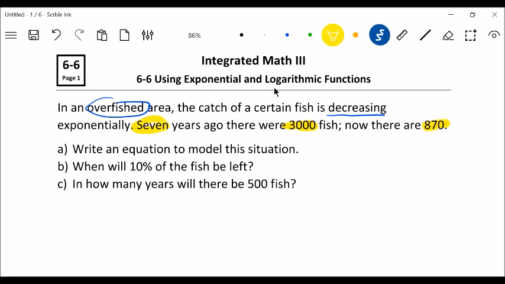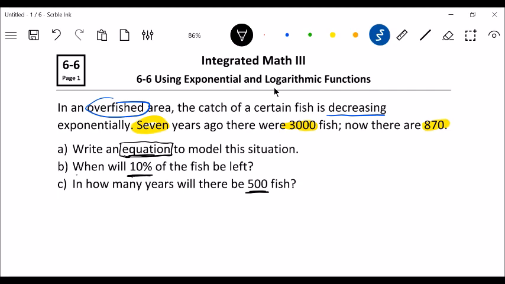What we're going to do is write an equation to model this. And then we're going to see when will 10% of the fish be left, and when will there be 500? Notice the difference between the two questions. One is a percentage and one is a number. Then we'll need the equation to answer both of those.